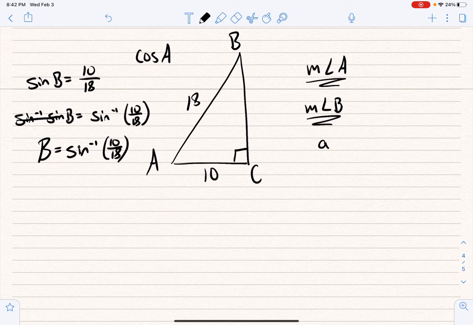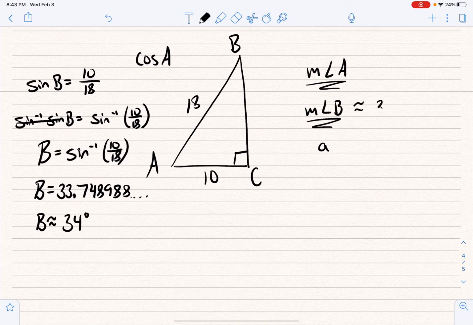Now, can I reduce that and say that that's 5/9? Absolutely. You don't have to. You get the same answer either way, but it's always a good idea to reduce. So that would give me that B is equal to 33.7489888. So B is approximately 34 degrees. If B is approximately 34 degrees, then A is approximately 56 degrees.